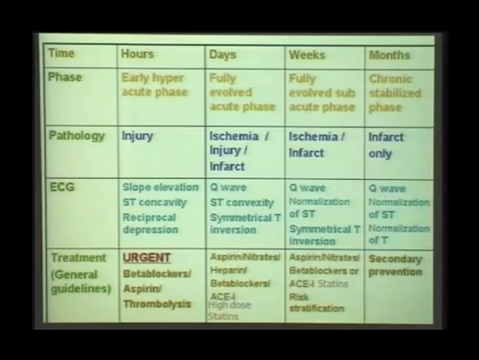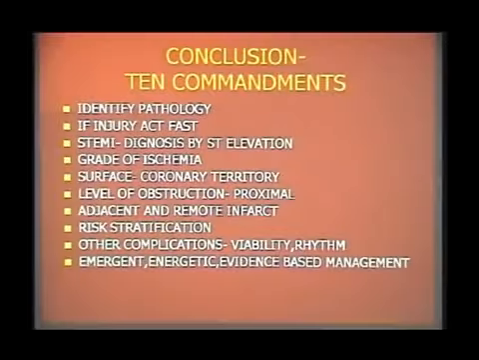After months and years, the patient is in chronic stabilized phase. The ischemia also gets cured. So the patient is left with infarct. Only the Q wave, ST is normal, T wave is normal. The treatment is to prevent the next infarction. So this is in a nutshell the approach and the evolution of your ST segment elevation and what type of treatment you are supposed to institute in each one of these stages.